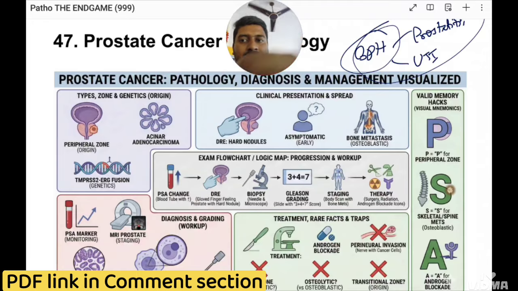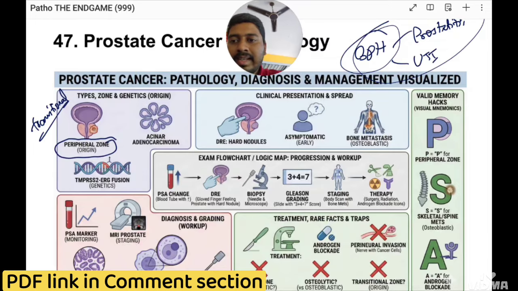See, BPH arises from the transitional zone. Okay, BPH was arising from the transitional zone, as you had seen in the last video, but prostate cancer arises from the peripheral zone. Important thing, one is zone of origin. Second is on microscopy, there in BPH you saw there was hyperplasia of glands.